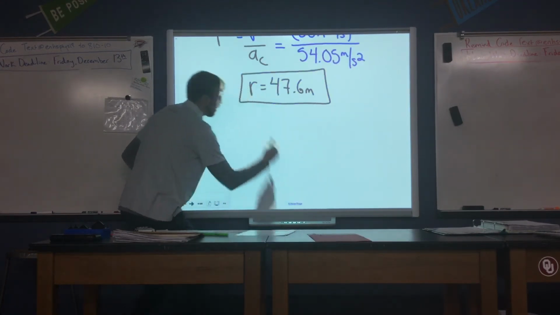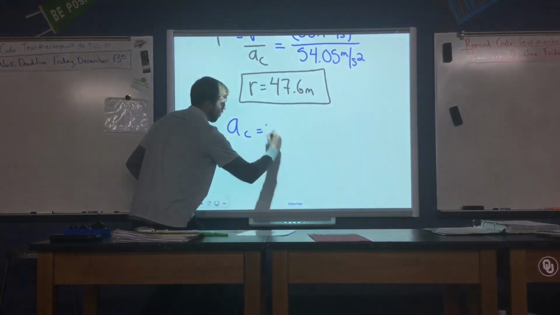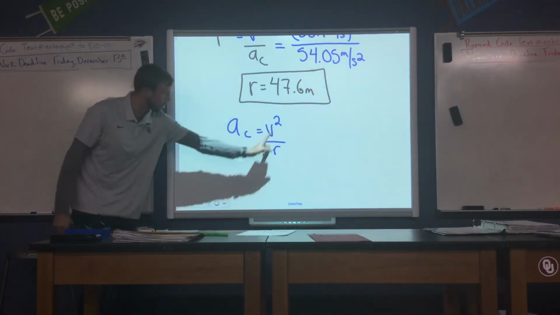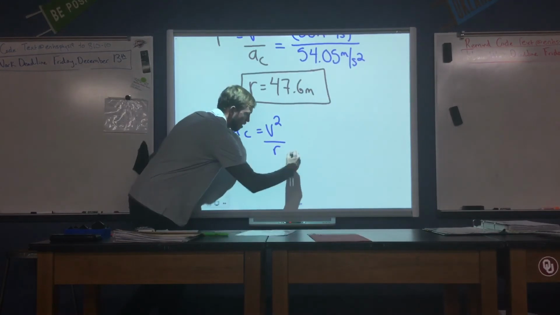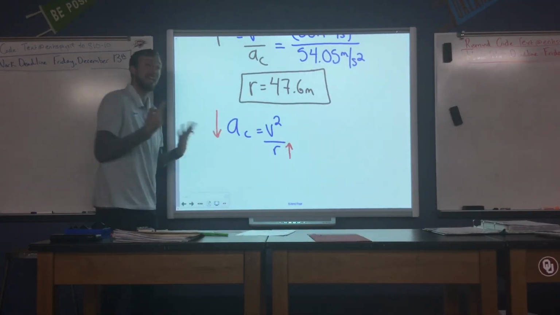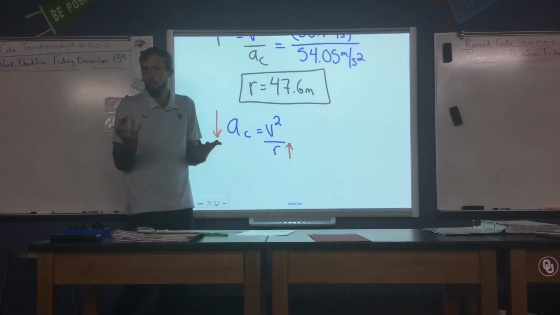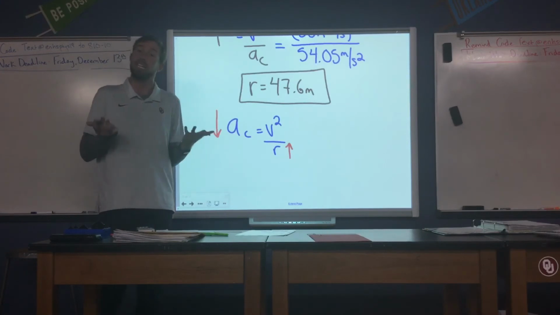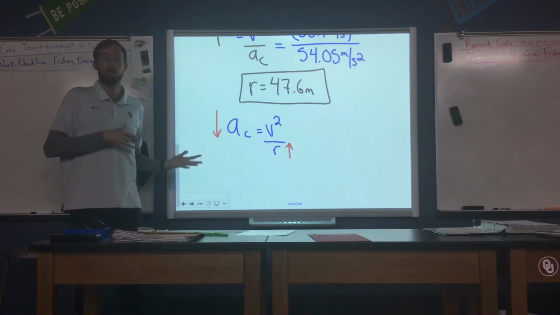If we make our radius bigger, think about the centripetal acceleration, we square v over r. If I make my radius bigger, my denominator goes up, that's going to mean this number goes down. If my velocity stays the same, my centripetal acceleration will go down, which means I'll have less g-force on the pilot, which would be fine.